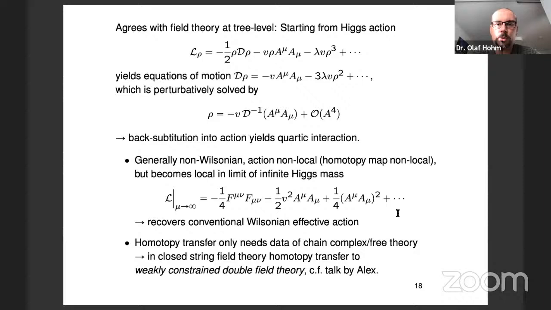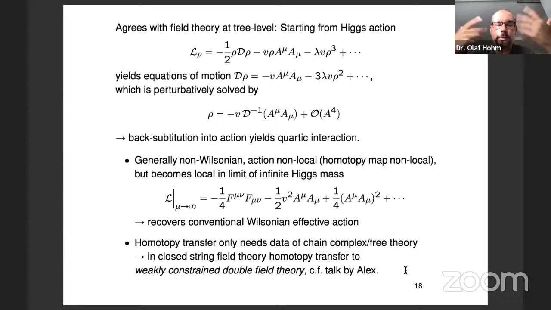The second point I want to make is that what is nice about this way of thinking, at least for us, it seemed useful, is that in order to establish homotopy transfer, you only need the data of the free theory, which are encoded in the chain complex. So the homotopy relation, et cetera, is just established at the level of the data of the free theory, of the chain complex. But then the theorem guarantees you that there's a full-fledged L-infinity algebra.